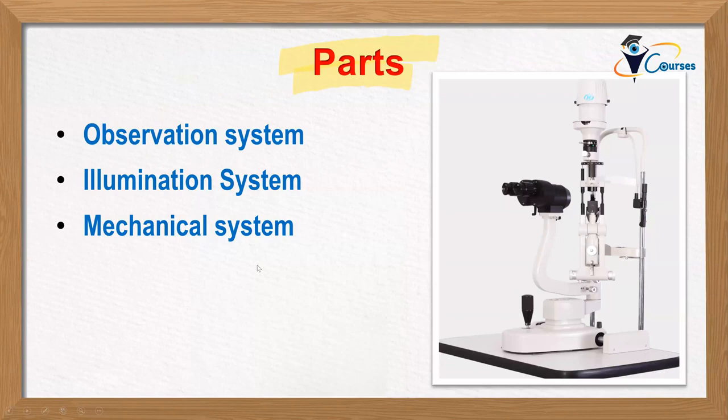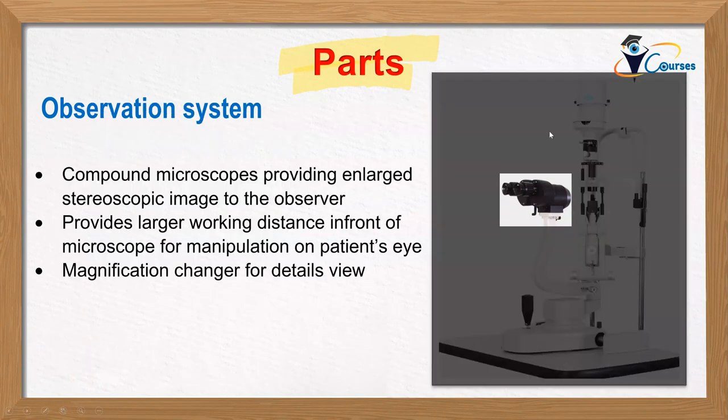Let's now discuss the parts of the slit lamp. You should know every single detail and every single part of the slit lamp. The parts of the slit lamp are divided into the observation system, illumination system, and mechanical system. What is the observation system? It is simply the microscope. It is the compound microscope, like you see, which will provide an enlarged stereoscopic image to the observer. And it provides a large working distance away from the patient's eye, which will provide room for manipulations.